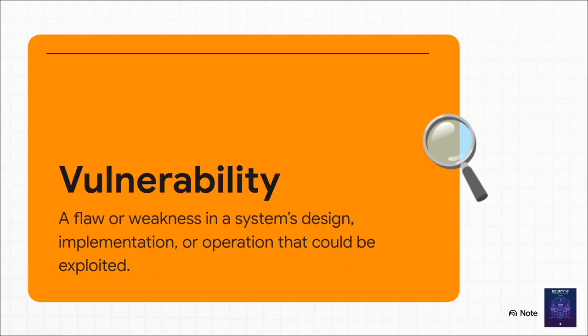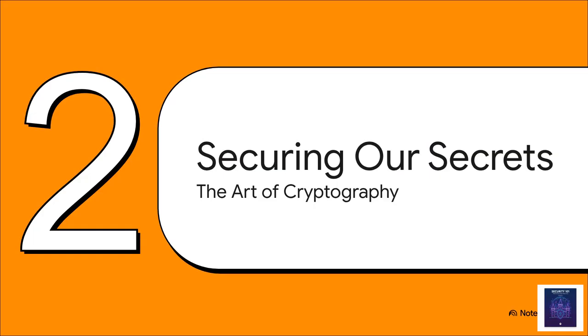But here's the thing. A threat is only a danger if it can find a way in, and that way in is called a vulnerability. It's like a crack in the fortress wall. It could be a flaw in the design, a weakness in the code, something an attacker can take advantage of to get inside. And really, the whole game of cybersecurity is a race to find and patch up these cracks before they do.